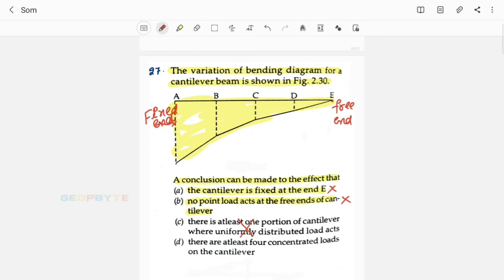There are at least 4 concentrated loads on the cantilever. It might be correct. At 4 points, that is E, D, C and B, point loads might be there. Anyhow, for this problem, option D might be correct.